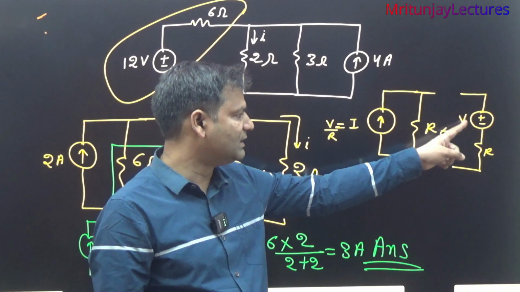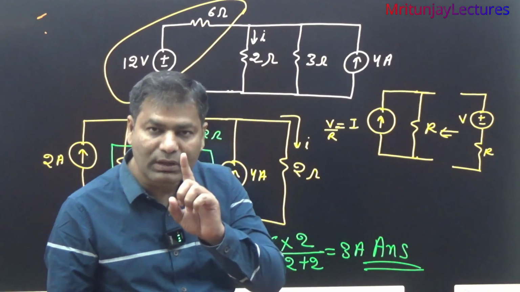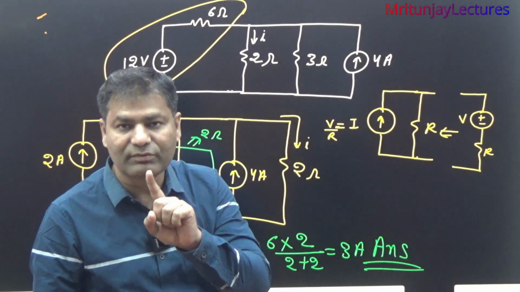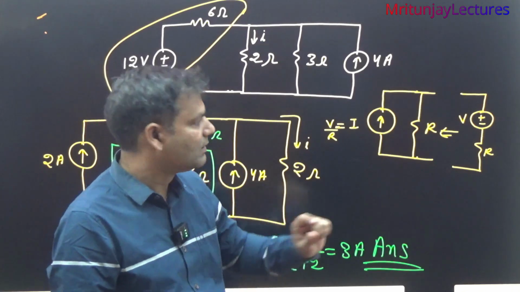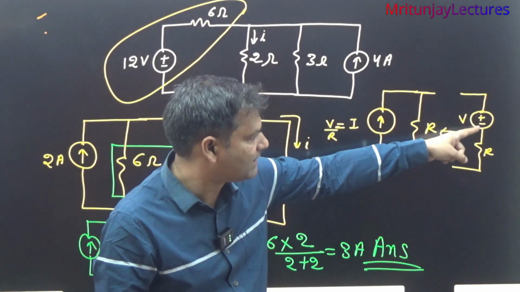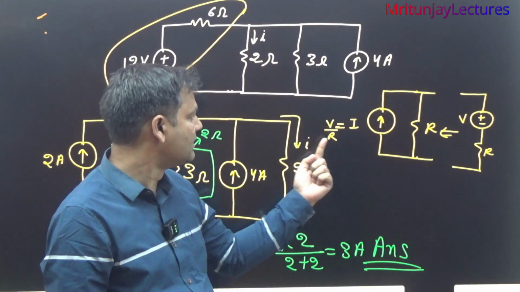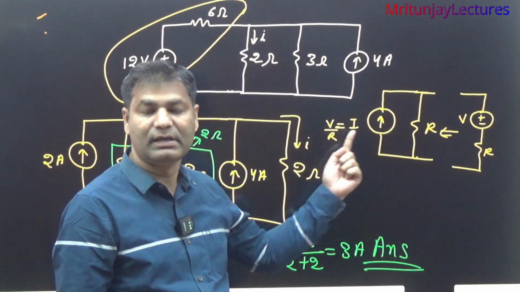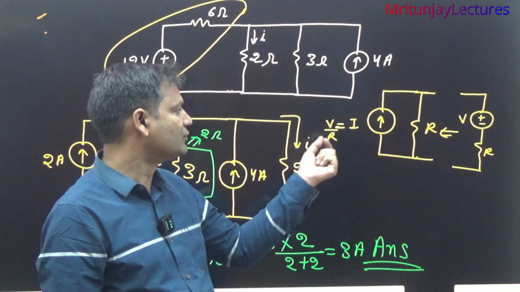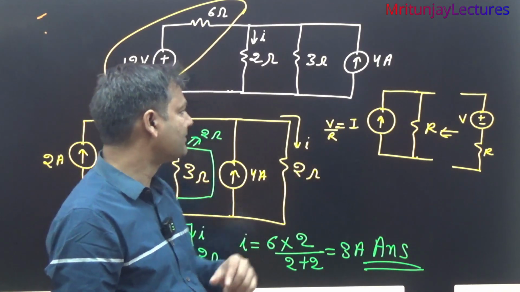What about I? V divided by R. And what about current direction? Current direction is always decided by voltage polarity. Voltage polarity, here plus, here minus. So the current direction is upward, and that's why V by R is written. I is written V by R. So simply I is equal to V by R.